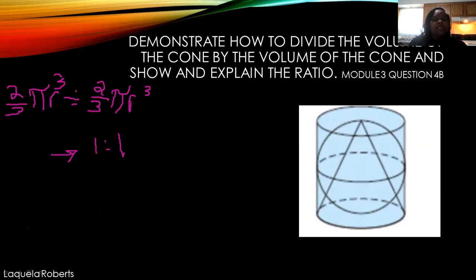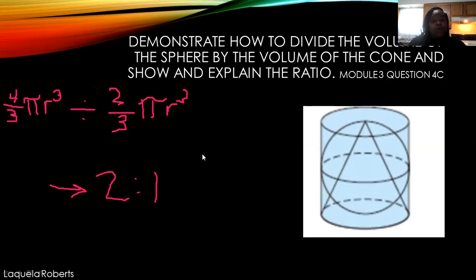Part B, demonstrate how to divide the volume of the cone by the volume of the cone and show and explain. So how you would do that, you would use the volume of the cone, which is 2/3 pi r cubed divided by 2/3 pi r cubed, and that's going to be a 1-to-1 ratio.